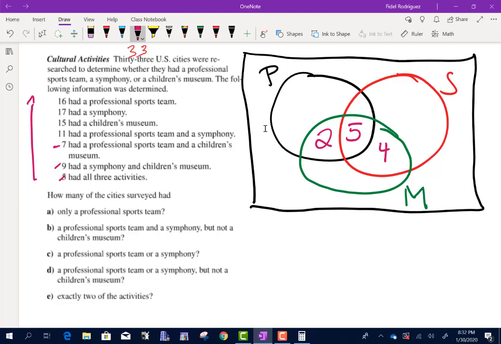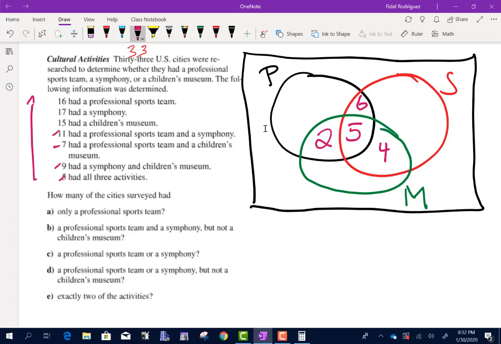Okay. 11 had a professional sports team and a symphony. So here's my professional sports team. Here's my symphony. This is where those two circles overlap. That number has to add up to 11. If this is a 5, that one there must be a 6.